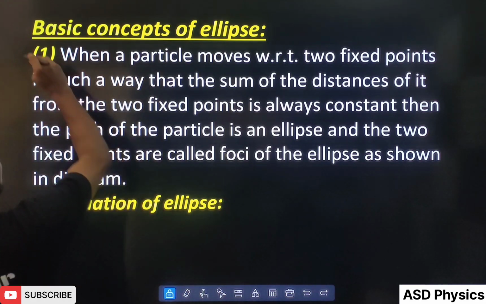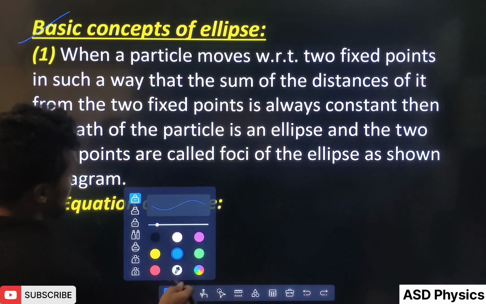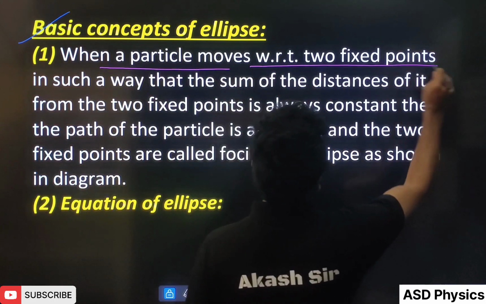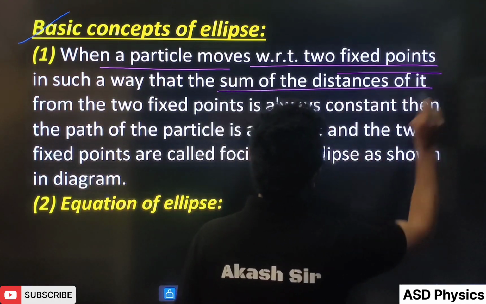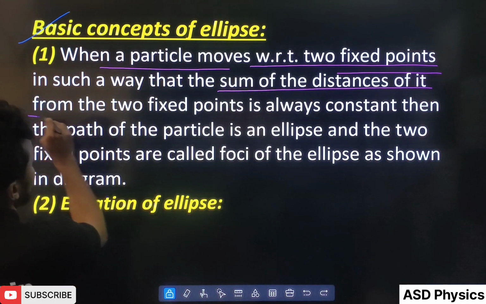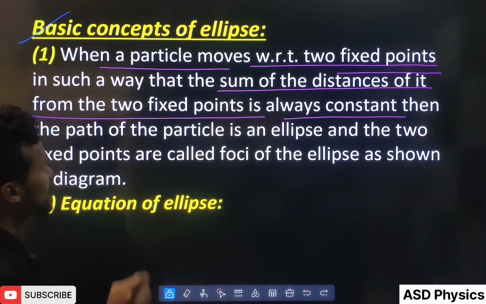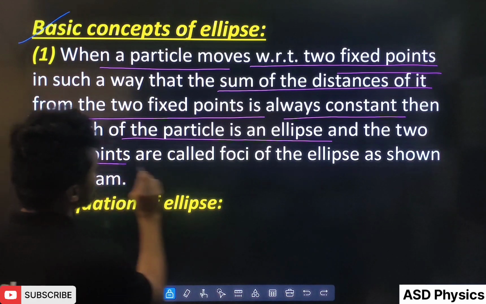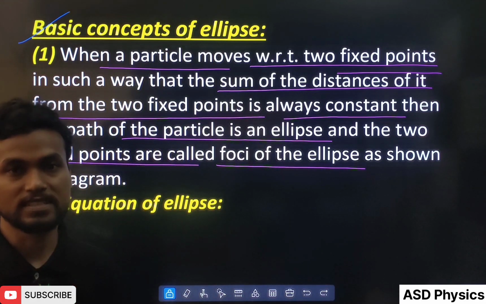Okay, so see here please students, basic concepts of the ellipse. So what is given here? When a particle moves with respect to two fixed points in such a way that the sum of the distances of it from the two fixed points is always constant, then the path of the particle is an ellipse and the two fixed points are called foci of the ellipse. Why foci? Because two foci are there.